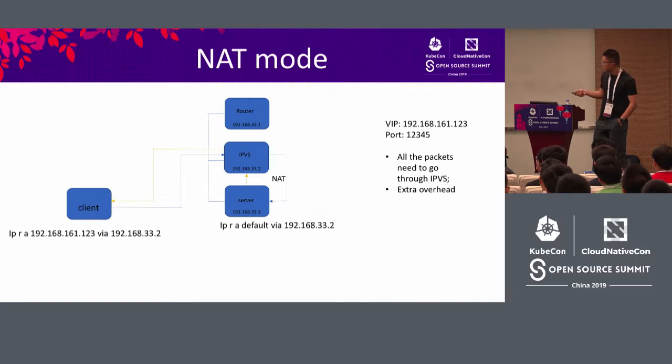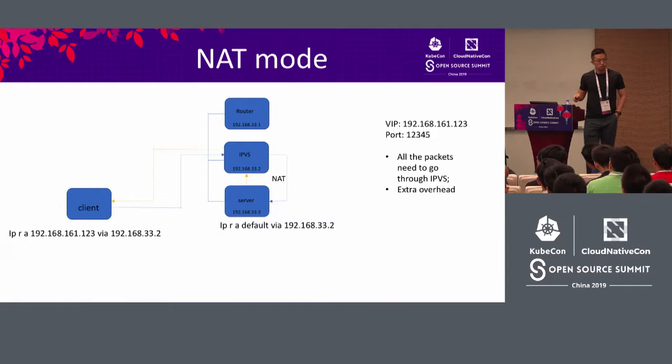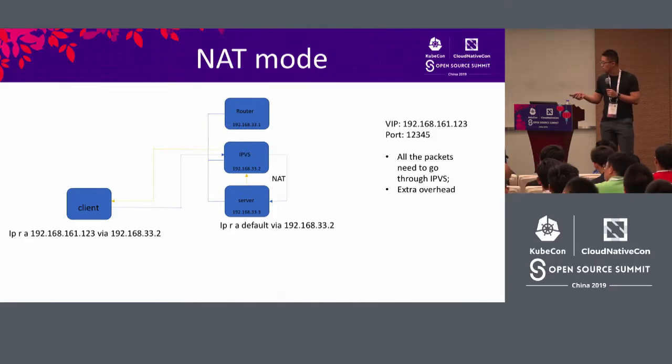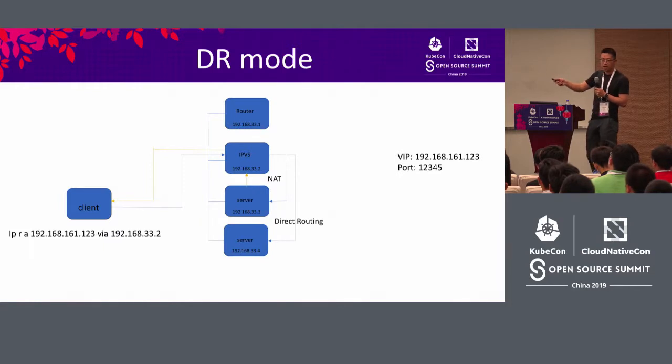So that's one thing. The other thing is we also add extra overhead for the critical path here because we need to modify each packet, right? We are doing DNAT here for each packet. So we would like to let the server send a response directly back to the client. And how to do that? Here comes the second mode supported by IPVS, which is called direct routing.